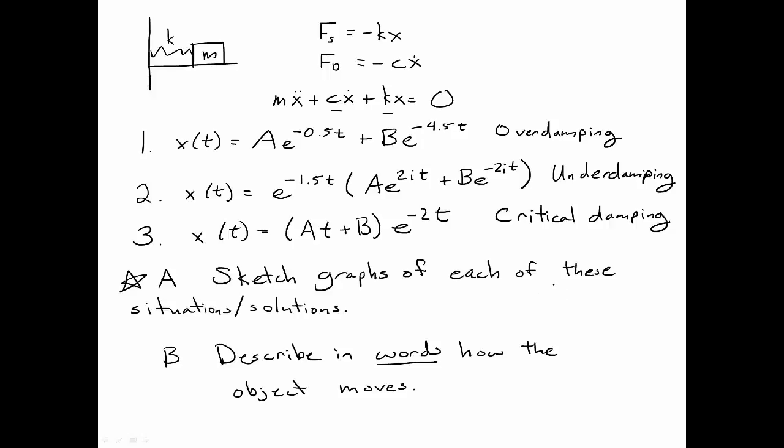Okay, so I want you to sketch a graph for each of these solutions, one for overdamping, one for underdamping, and one for critical damping. If you need to use a computer tool to figure out how to plot these, don't worry about the exact numbers, just pick some constants for A and B and see how it looks. And then I want you to describe in words how the object moves. Okay, take a minute and try that out.